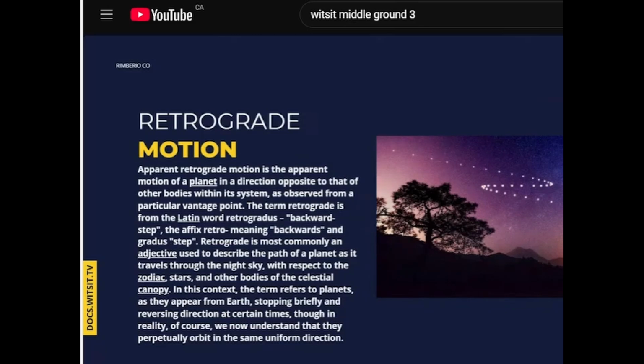In this context, the term refers to planets as they appear from Earth, stopping briefly and reversing direction at certain times, though in reality, of course, we now understand that they perpetually orbit in the same uniform direction. Now, this is, of course, the heliocentric position. So they're claiming that because the Earth orbits around the sun, on occasions, it makes the interior planets, for example, appear to go backwards. And that is called retrograde. And that is proof that everything is orbiting around the sun and it's just an illusion.